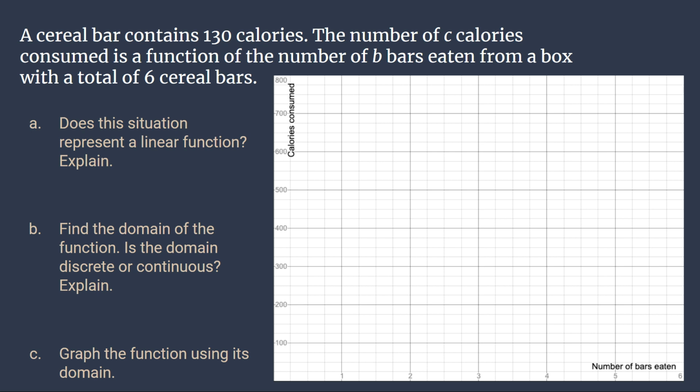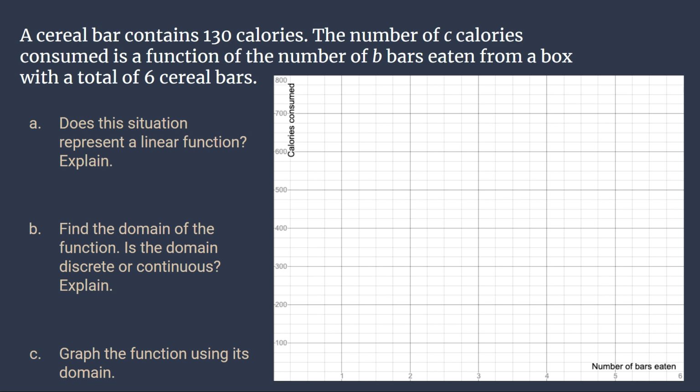So if we move on to part B, find the domain of the function. Is the domain discrete or continuous? All right. So we got to think of what's realistic for the number of bars we're going to eat. It's really easy to say we could eat 1, 2, 3, 4, 5 bars, 6 bars total to eat the whole box. And yeah, you could make the argument that you could eat 1.5 bars. But we'd have to cut them up. And who's going to eat a part of a granola bar? If you get one, you're probably going to eat the whole thing.